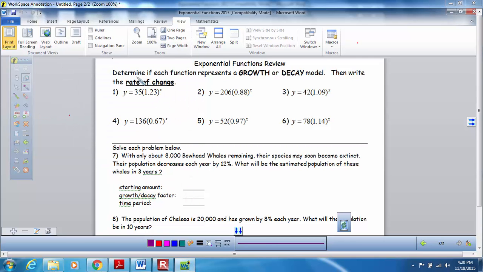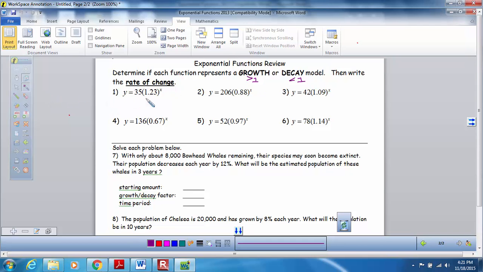Alright, so first we want to start with determining if each function represents a growth or decay model and then writing the rate of change. If you remember in class, if it's growing, it's going to be greater than 1. If it's decaying, it's going to be less than 1. So let's look at each example.